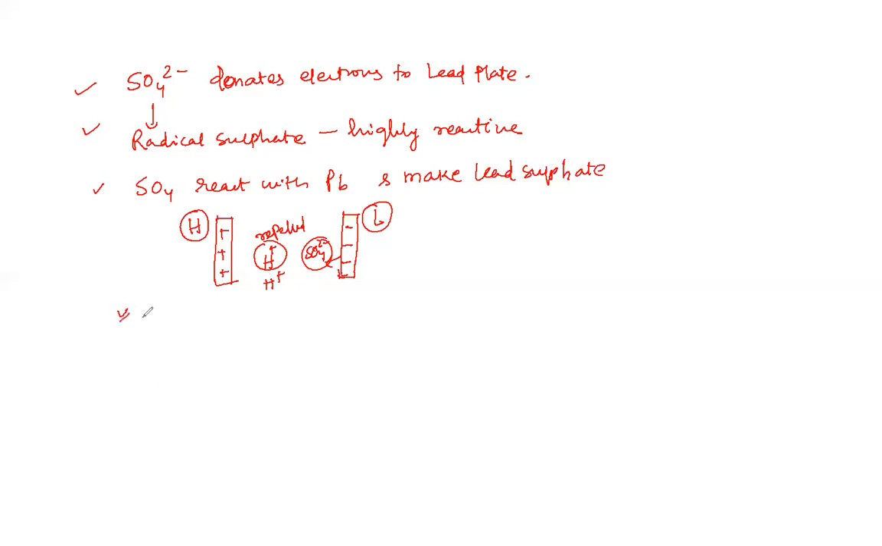After some time we find that the potential difference that has been formed between the two plates of the battery becomes constant. Potential difference becomes constant, and this is called the EMF of the battery. Now as the current flows, let us take an example.